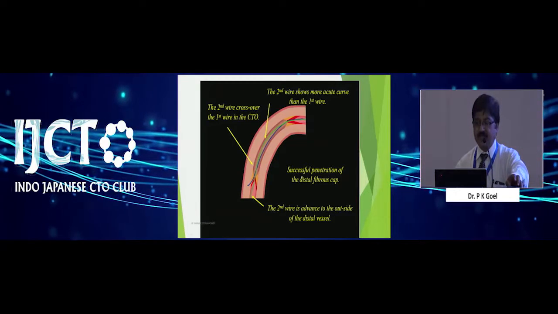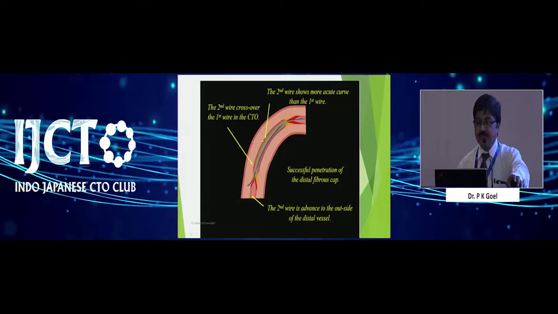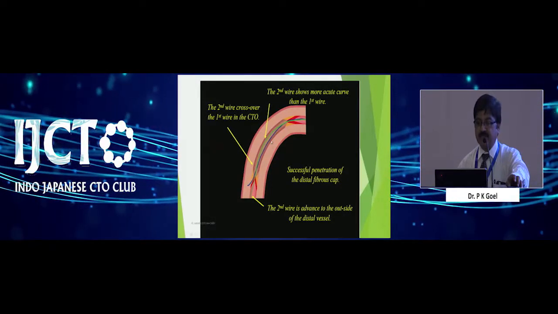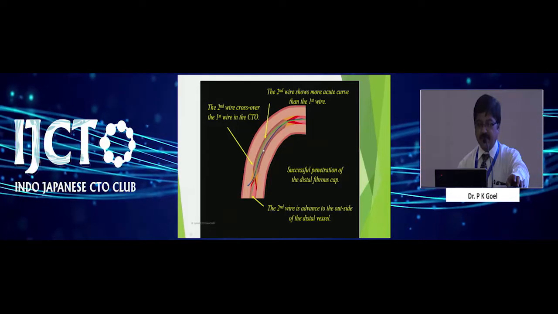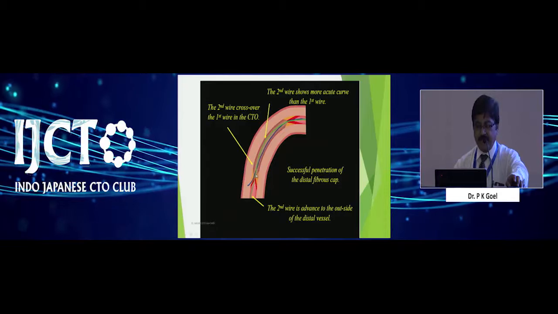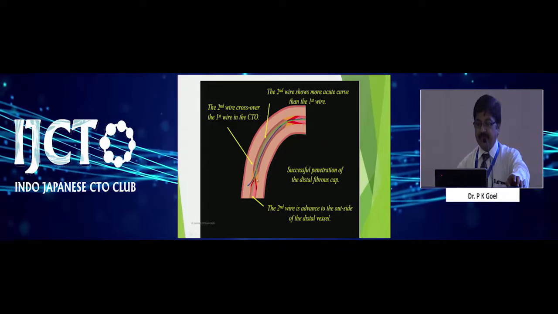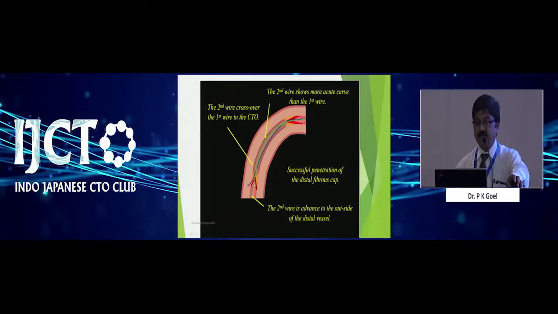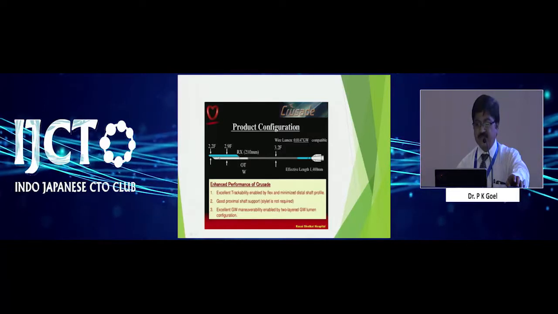So this is what is shown in this cartoon. You see, the first wire is the blue wire which has gone subintimal. So the second wire takes an outer curve and a sharper bend, and then it will come back into the true lumen. And it has to have more penetrating power. And that is how it is to be done. This is the double lumen catheter which I was talking about.